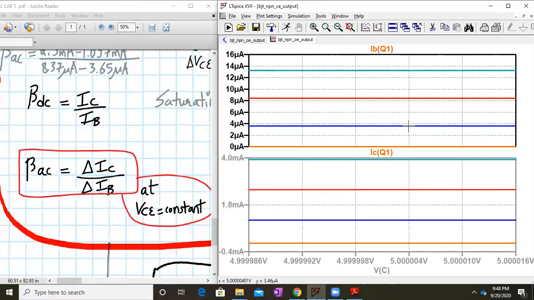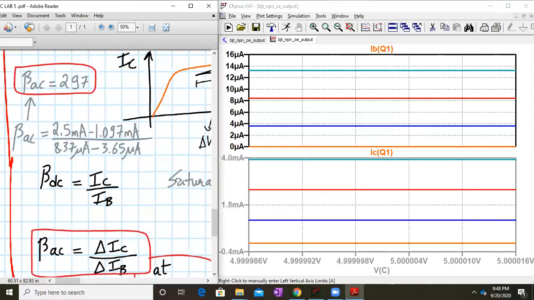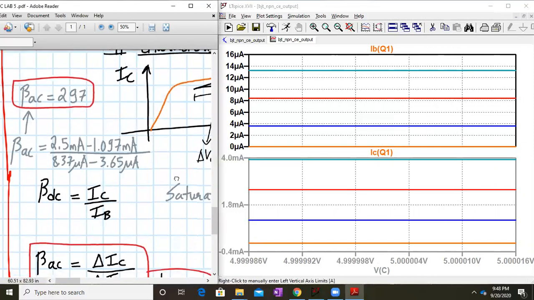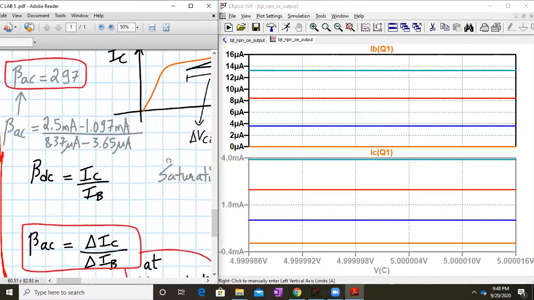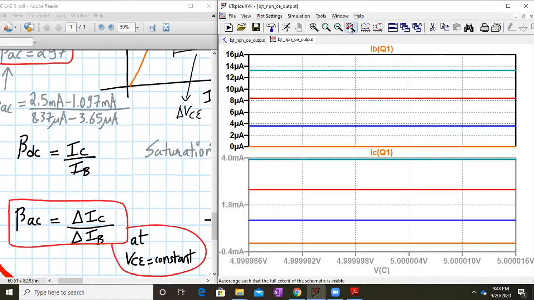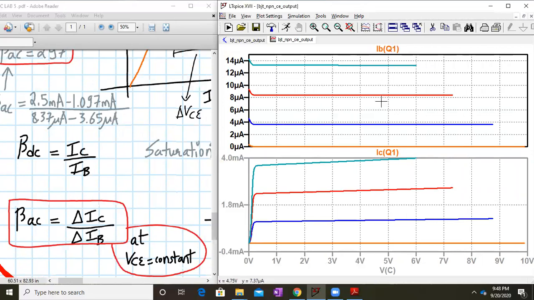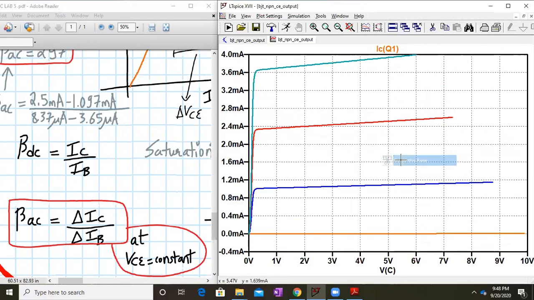So what will be my beta? Beta will be IC1 minus IC2 upon IB1 minus IB2. If you work it out in a calculator, you will get close to 297. So beta is 297. So this output characteristics also gives you information about the current gain of the transistor.